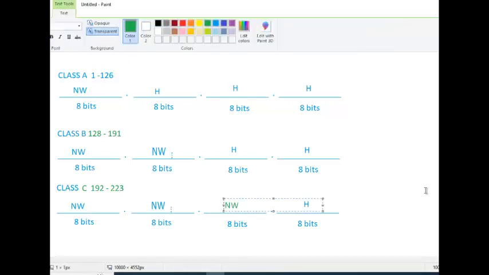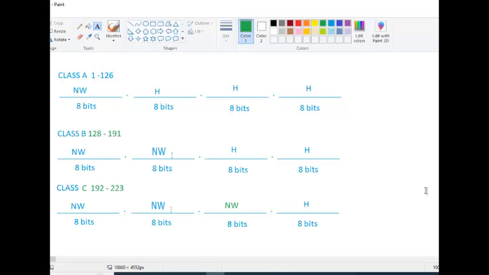So we got 3 octets of network in class C, which means 24 bits pointing to the network, and only 8 bits for naming the computer's host. Whereas in class B, 16 bits for network and 16 bits for host, equal. And in class A, only 8 bits are for network and then 24 bits are for the host.